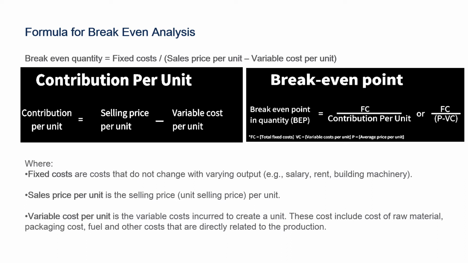Here you have to know what is fixed cost. Fixed costs are costs that do not change with varying output, like salary, rent, building, machinery, etc. Then sales per unit is the selling price per unit. Then variable cost: what is variable cost per unit? It is the variable cost incurred to create a unit. This cost may include raw material, packaging cost, fuel, and other costs that are directly related to the production.